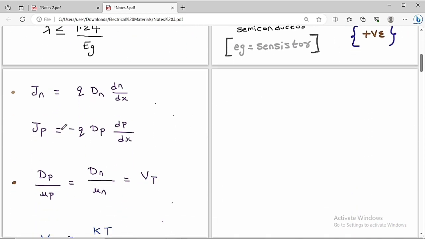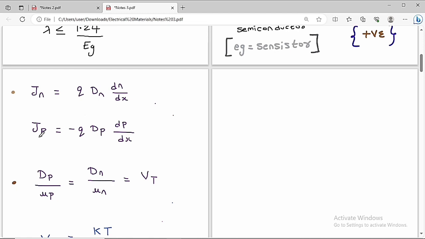The next one is Jn equal to q into Dn into dn by dx, where Jn is the current density of the electrons, q is the charge of the electron, Dn is the diffusion coefficient of the electron, and dn by dx is the concentration gradient of the electron with respect to distance.